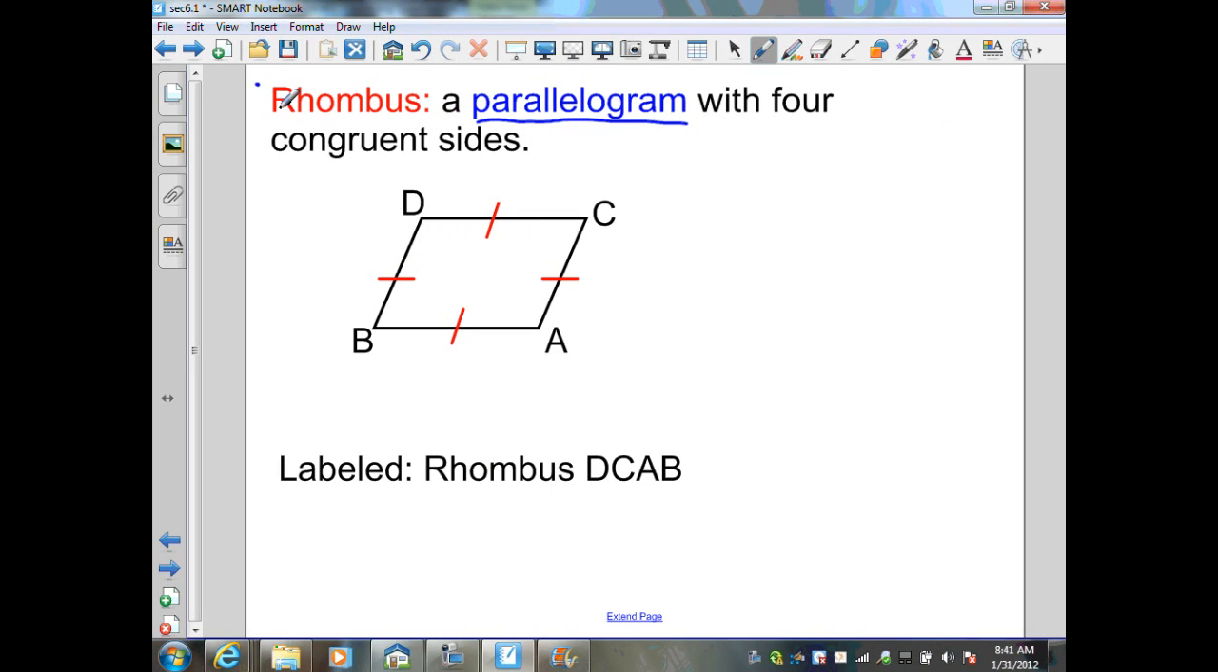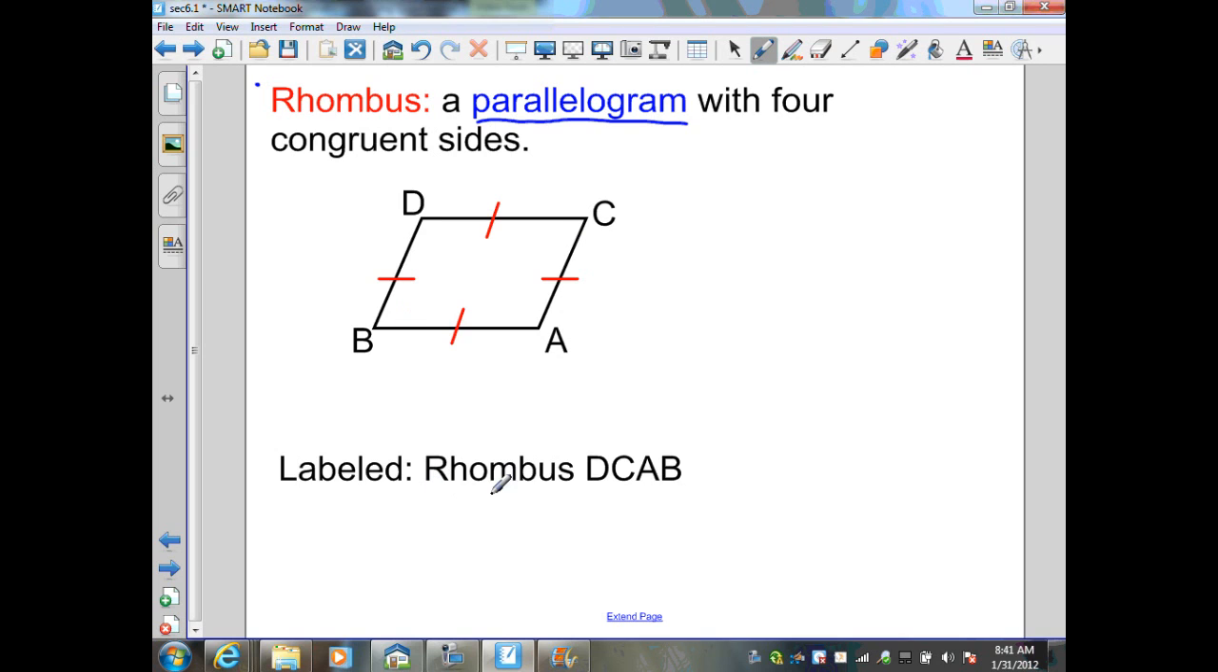Next, we have special parallelograms. Here, a rhombus. A rhombus is a parallelogram with four congruent sides. Understand that since this is a parallelogram, it has all properties of a parallelogram plus some extra. In this case, it has all four segments being congruent. These segments, DB and CA, are still parallel to each other, and BA and DC are parallel to each other. So I can still use the rules of alternate interior angles, same side interior angles, and corresponding angles to determine angle measure, but now I have all segments being congruent.